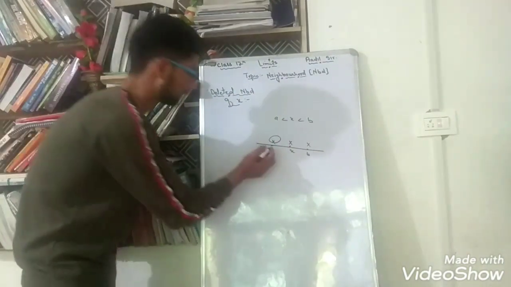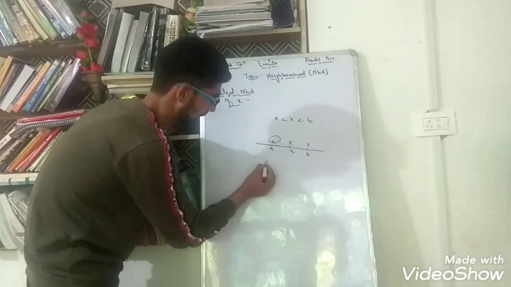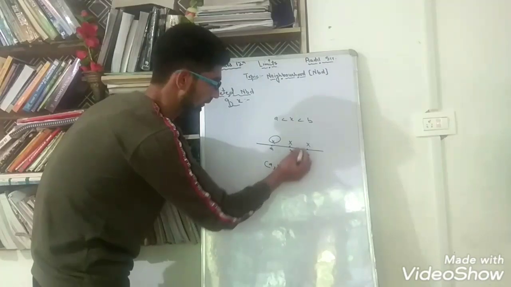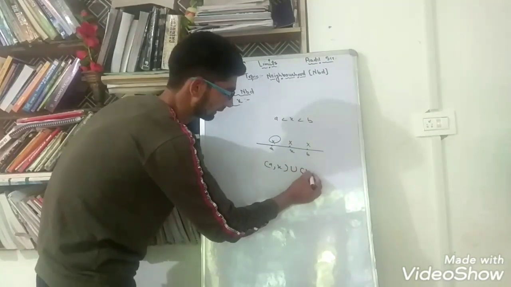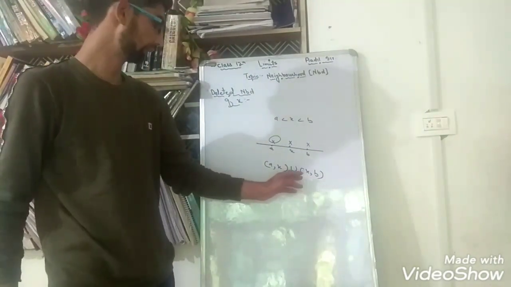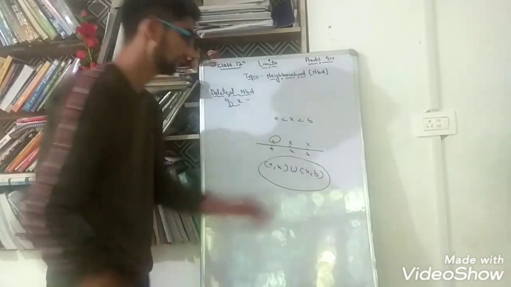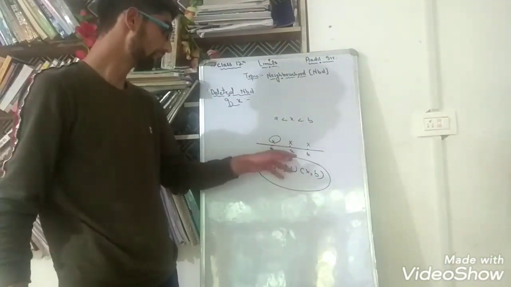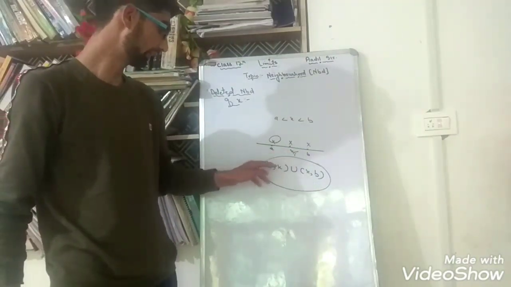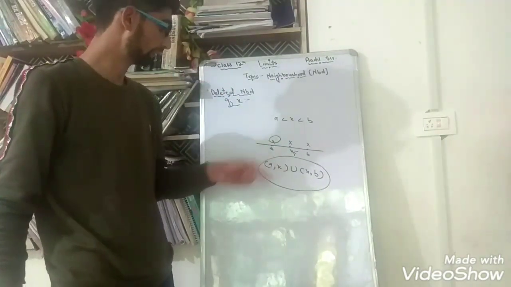For example, if we delete these three points a, x, and b, we will get the open interval (a, x) union the open interval (x, b). This set is called the deleted neighborhood of this x, because we are excluding from this set a, x, and b. We will write its definition later.